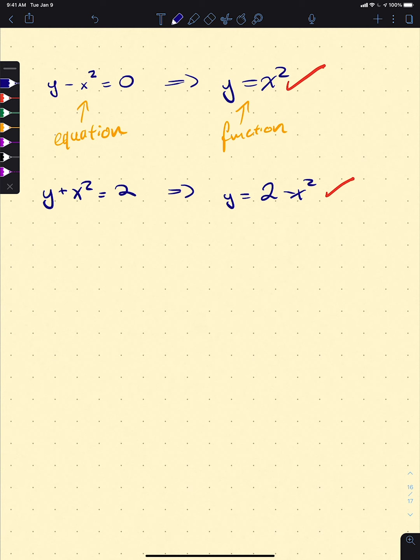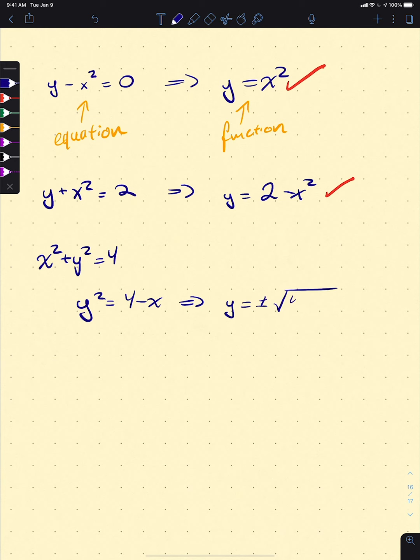But what about something like this? What about, say, x squared plus y squared equals 4? Well, if we have x squared plus y squared equals 4, we can attempt to solve for y by first moving x squared to the other side. We have y squared is 4 minus x squared. Now if we take the square root of both sides, that would tell me that y is plus or minus the square root of 4 minus x squared.